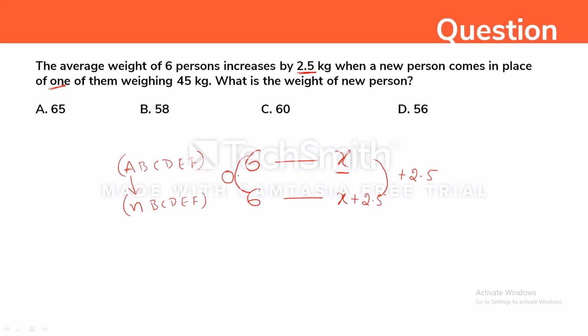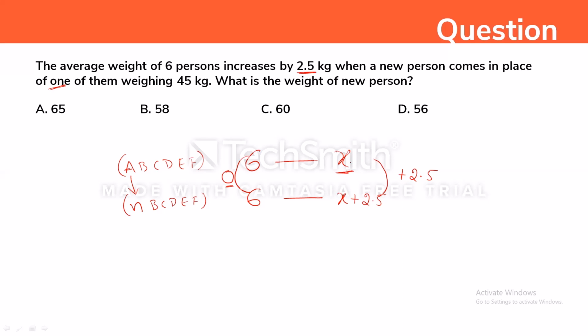But when a person is replaced, let's consider the first case has 6 members and the second case also has 6 members, so the difference will become 0 in replacement problems. You need to remember this very carefully. So the difference is 0. Okay, now we'll follow the same approach here. Before solving or multiplying this, let me give you one simple logic.